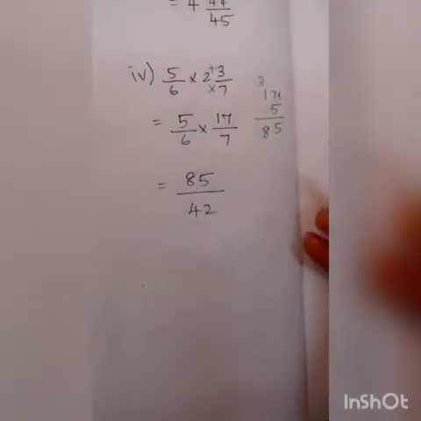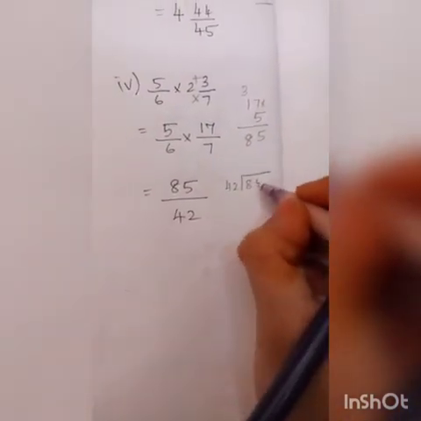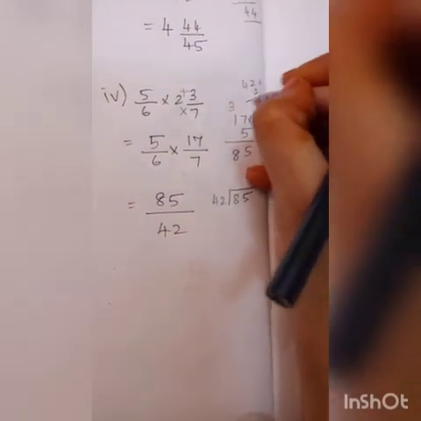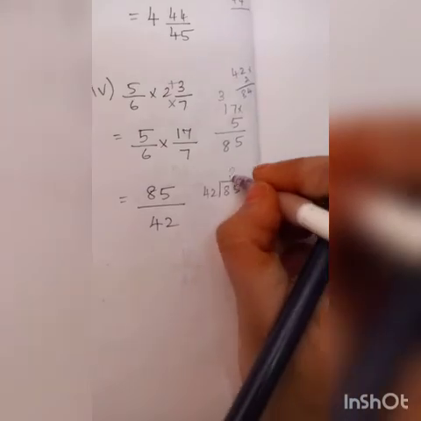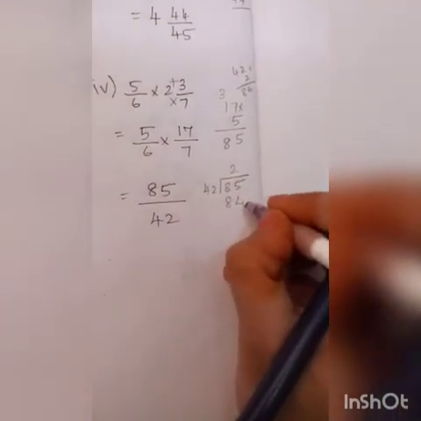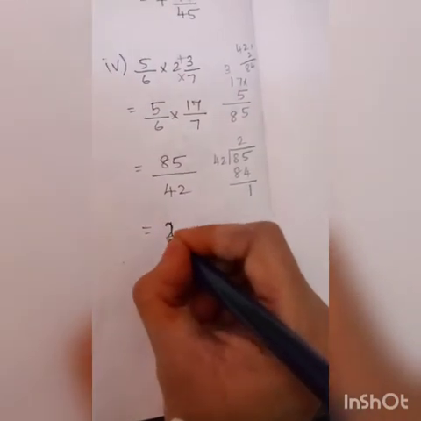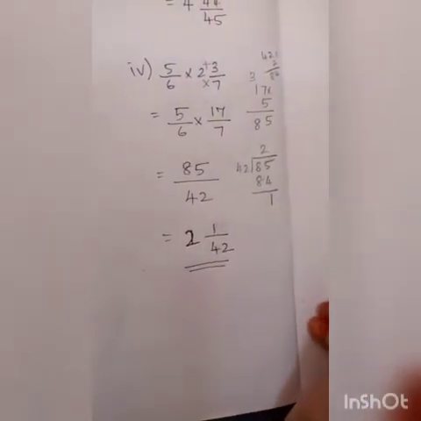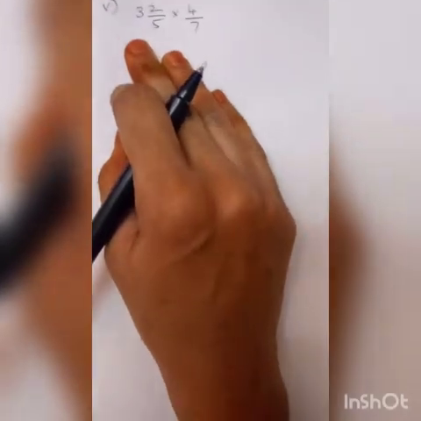No. So what shall we do now? We can divide it. 42 into 85. Okay. Now 42 into 2. 4 8. 84 is coming. So 42 into 2 is 84. Remainder 1. So 2 1 by 42. So 2 1 by 42 is the answer for this question. Okay, understood?